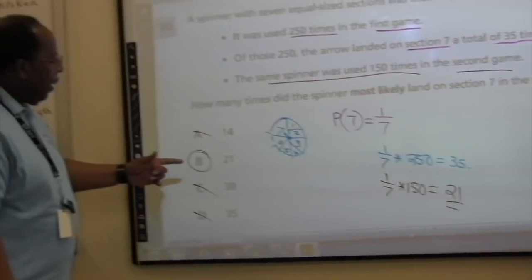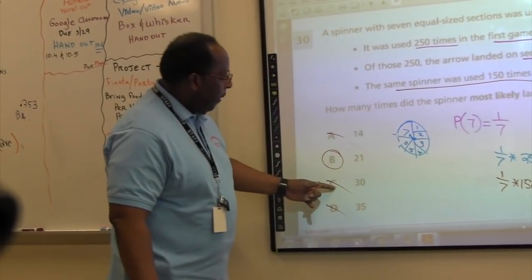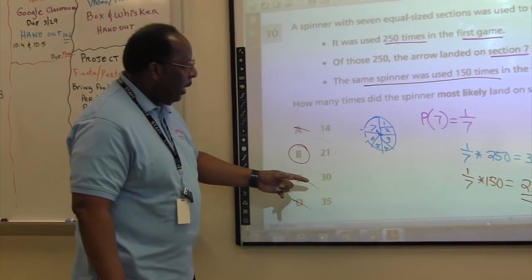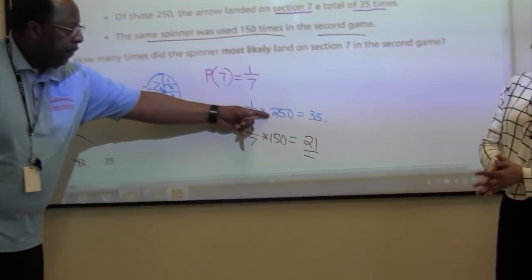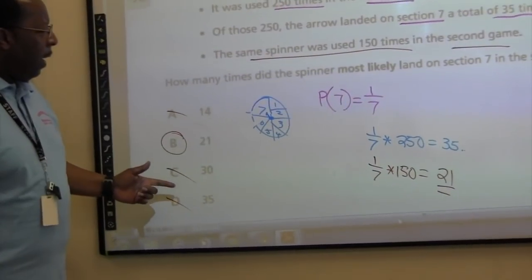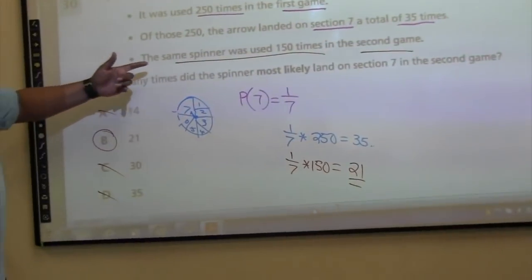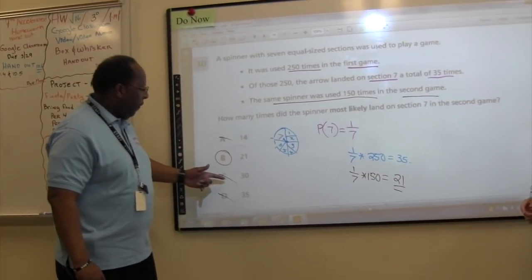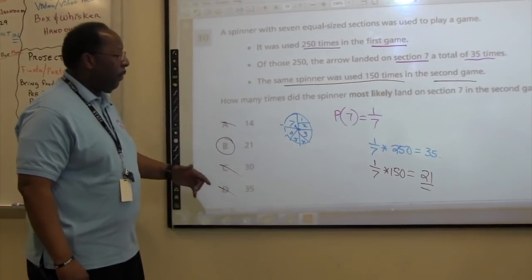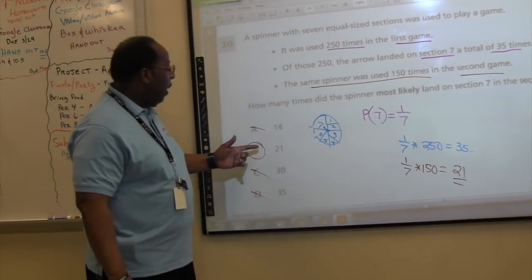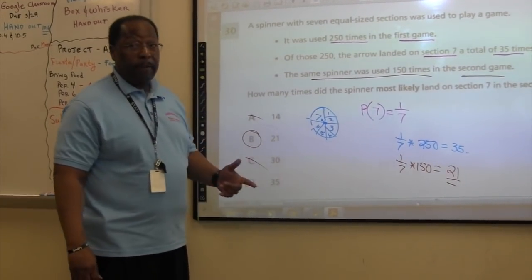So it doesn't make sense, some of the answers, 35 and 30, because if you spun it 250 times, and you're spinning it fewer times on the second game, you wouldn't expect to get 30 or 35, especially if you spun it 100 times less. So that's why B makes more sense. Okay?